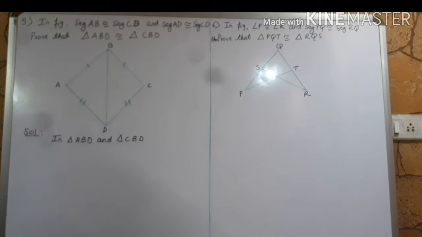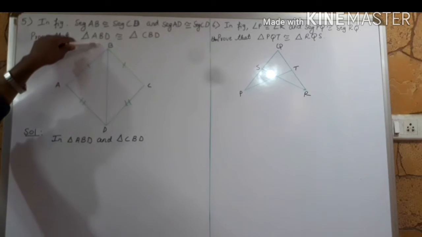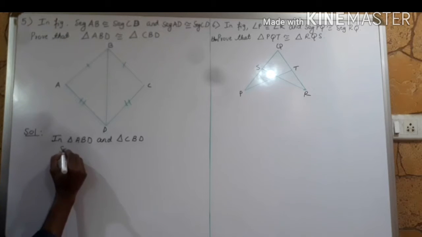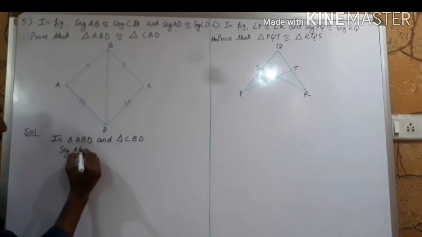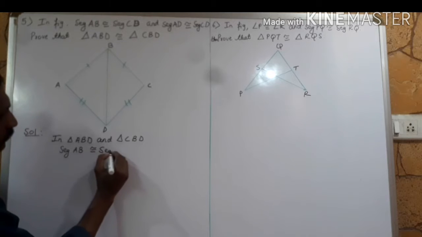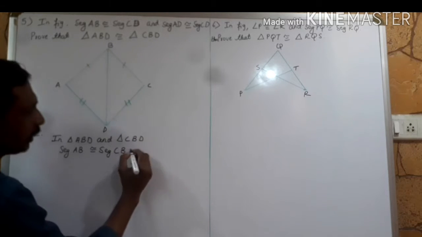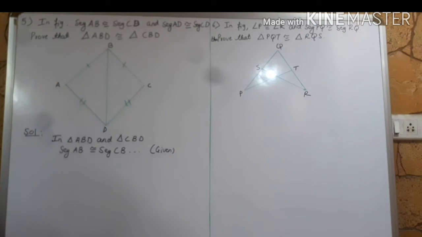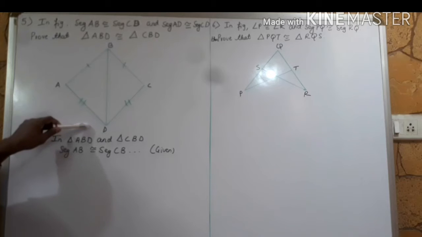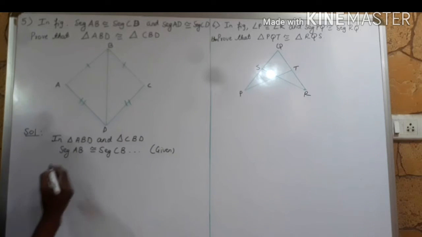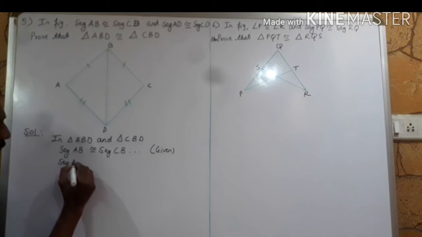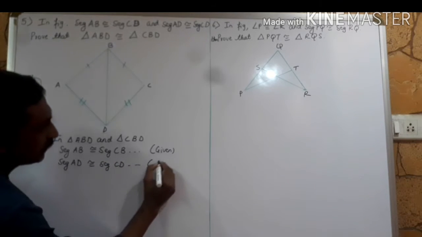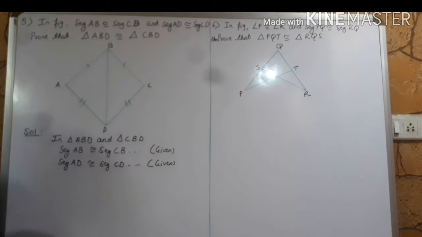Now let's see what is given to us. Segment AB congruent to segment CB. And what is the reason given? Okay. Segment AD congruent to segment CD. Again it is given to us.